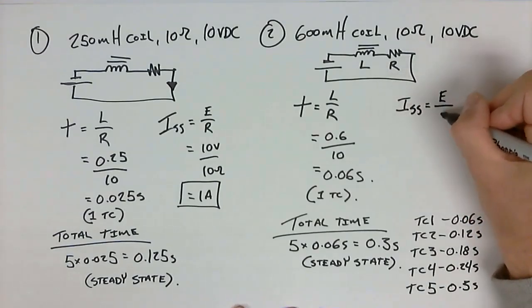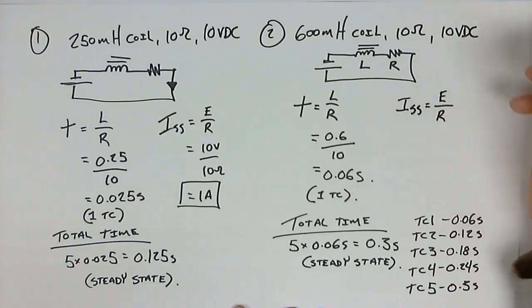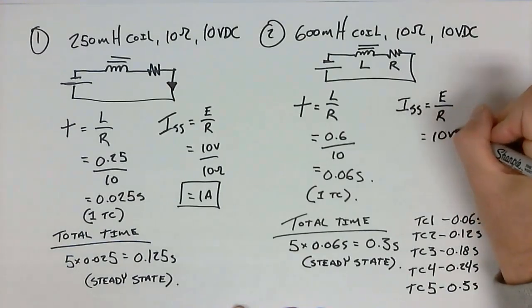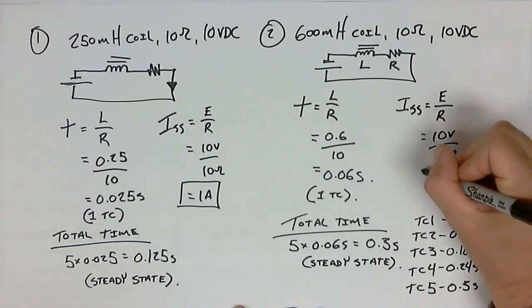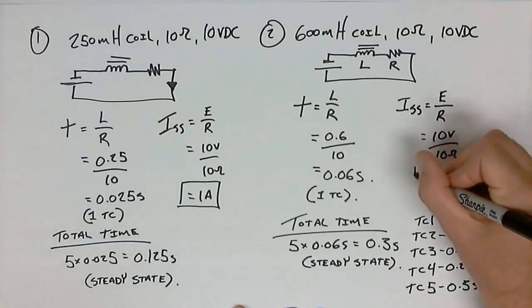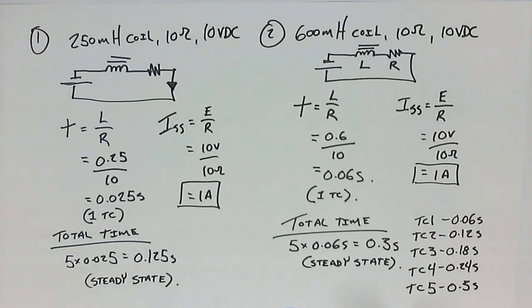Now, what would be the steady state current value of this circuit? Well, steady state is still a product of the voltage divided by the resistance, which ends up being 10 volts divided by 10 ohms, and the same value of current as in the previous example, 1 amp. So what's different between these two examples then? The steady state current value is identical. What's different is the amount of time it will take for that current to slowly increase until it has reached 1 amp. This one takes 0.125 seconds, whereas this one takes 0.3.